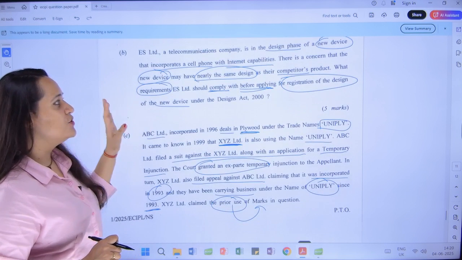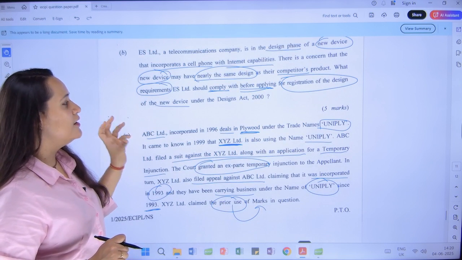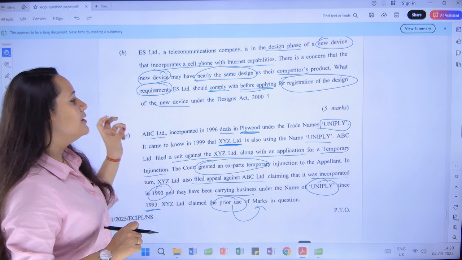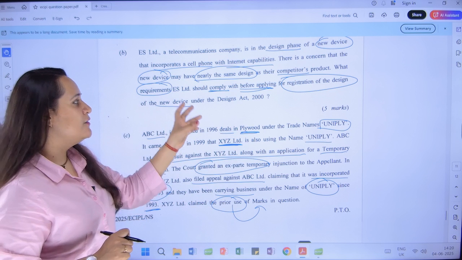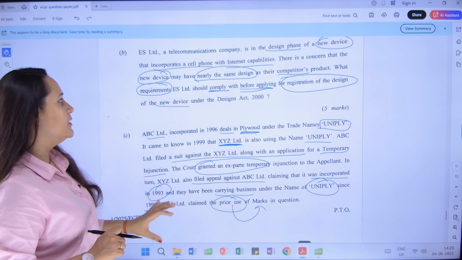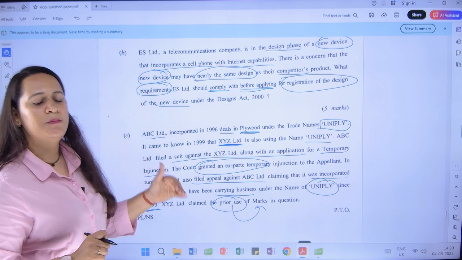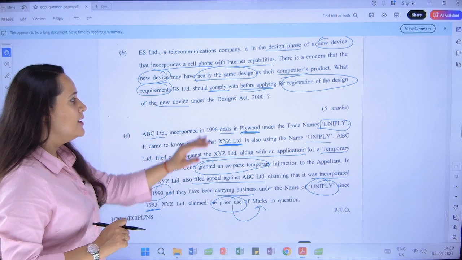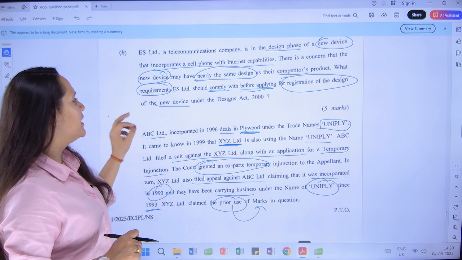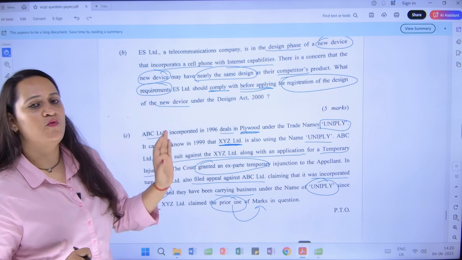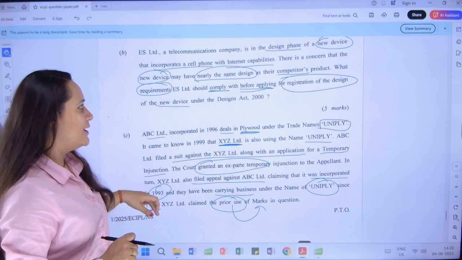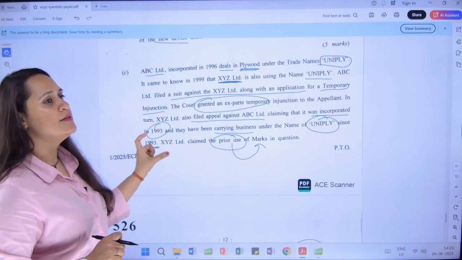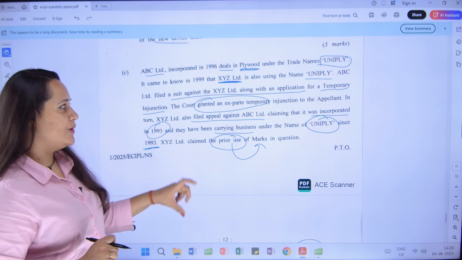Next question is on the basis of design, that they have designed a new device which incorporates a cell phone and internet capabilities. The device is very similar to the already existing device of any other company, that is the competitor. What are the requirements that a person should satisfy for registration of a product as a design? That is what they are asking you. It is just requirement criteria for registration of design, again direct theory question. Next is based on trademark. But this is a case study based and application based question.